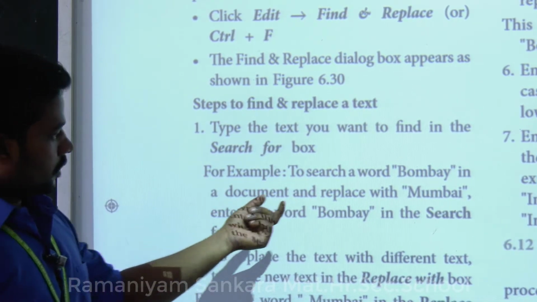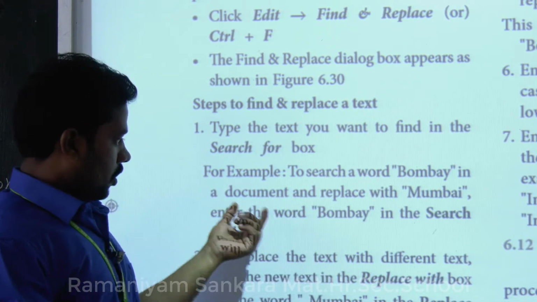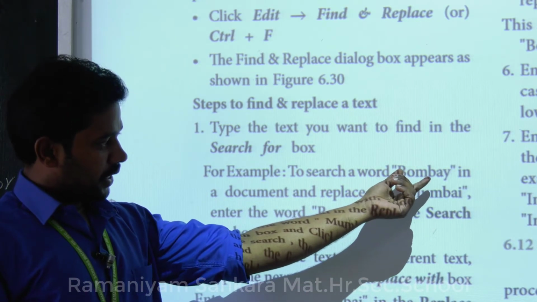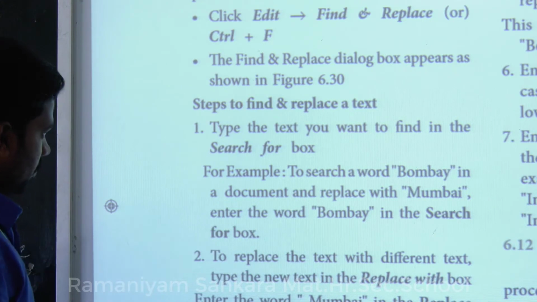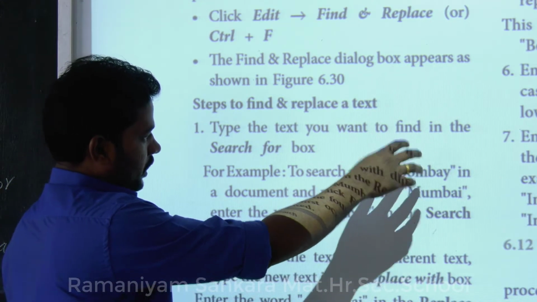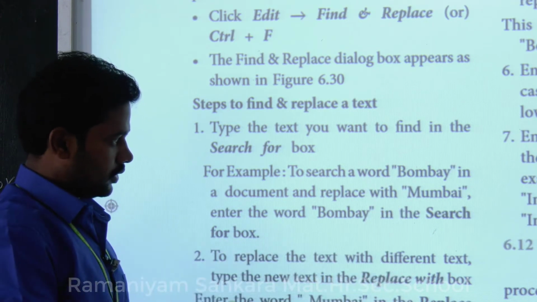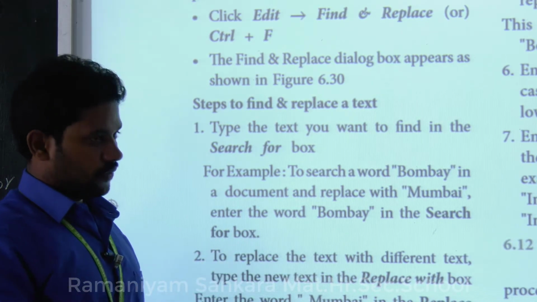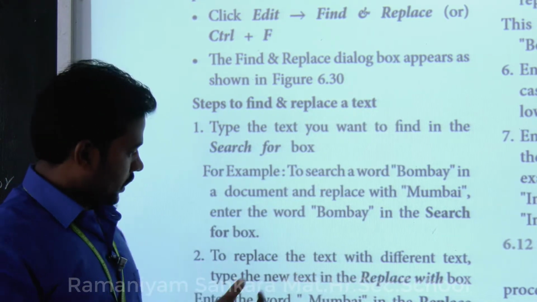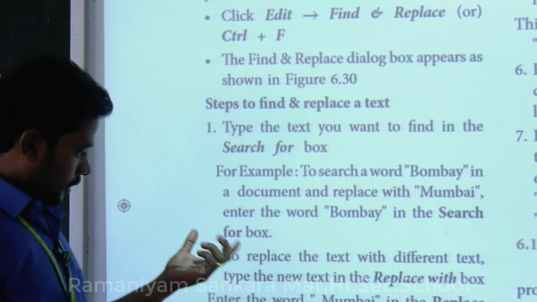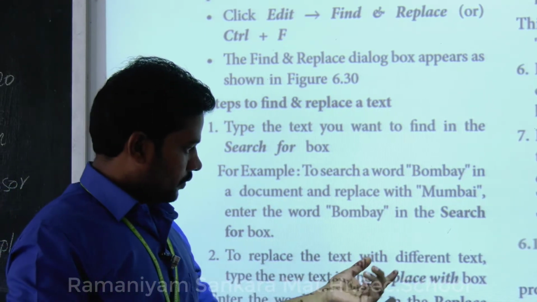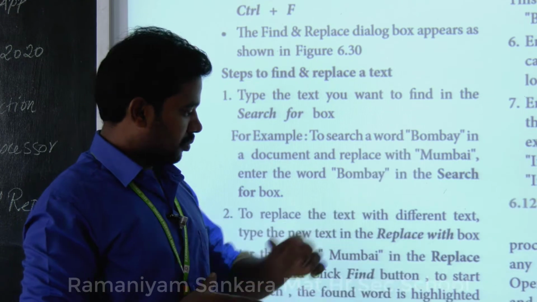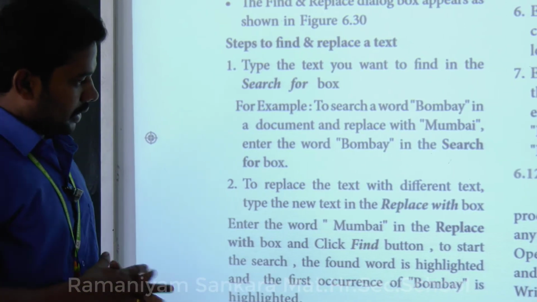For example, to search for the word Bombay in a document and replace it with Mumbai. The existing word Bombay in a document has to be replaced with Mumbai. So that is the task. To do this, enter the word Bombay in the search for box. First you have to type the word Bombay in the search for box, number one. And second step, to replace the text with different text, to replace this particular word Bombay with Mumbai, type the new text in the replace with box.